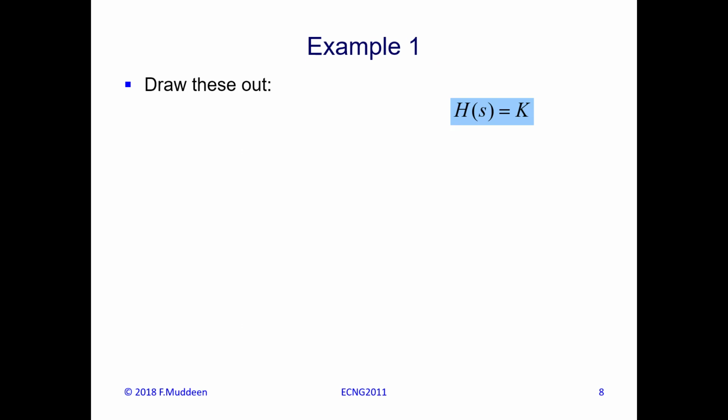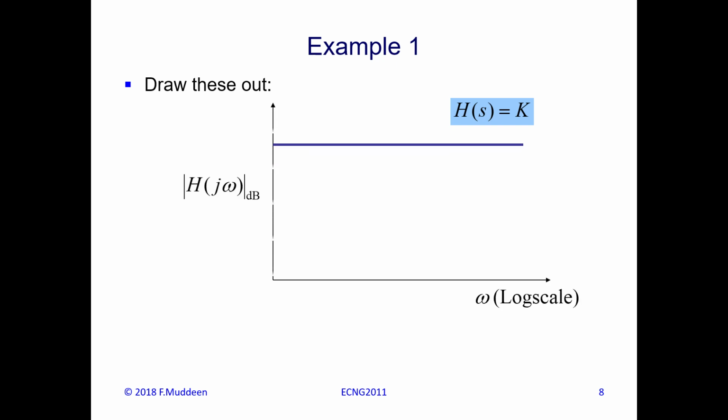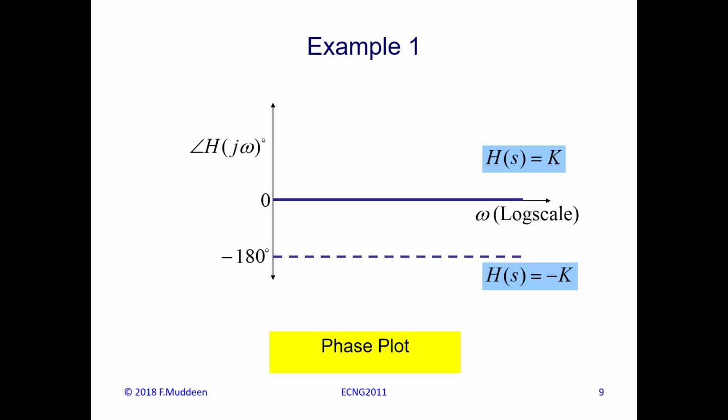Now, in drawing out example 1, we knew that 20 log of a constant will just basically give us a representative constant in log scale. So it would just look like a horizontal straight line here for our magnitude plot for whatever 20 log k is. And our phase plot here, as we know, if k is positive, it'll be at the 0 degree line, and if k is negative, it'll be at the negative 180 degree line.